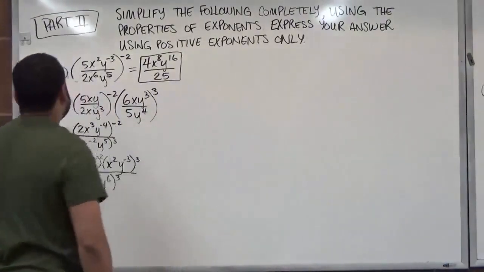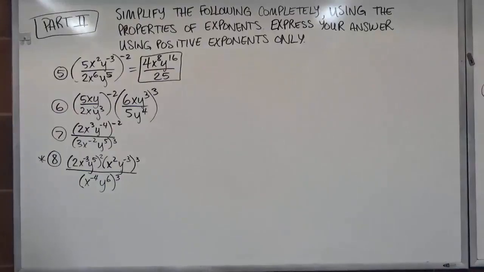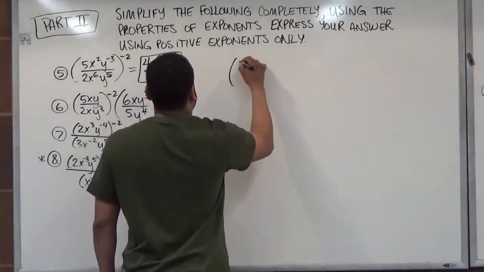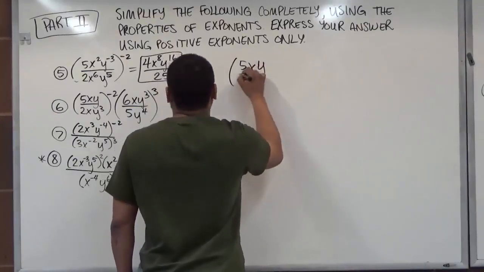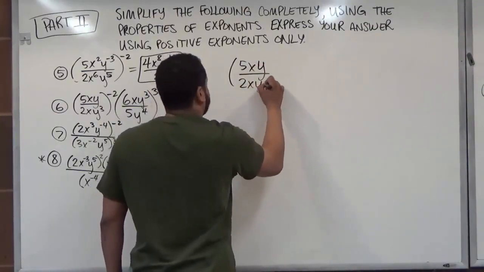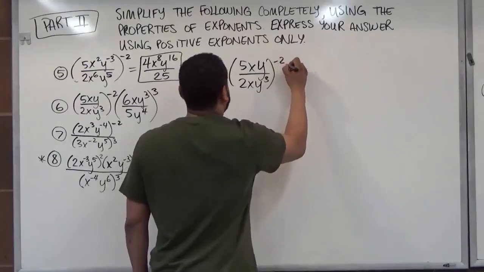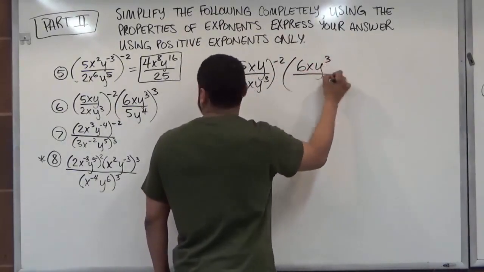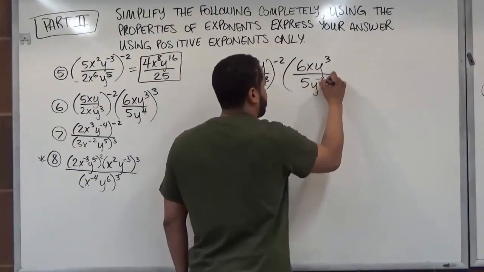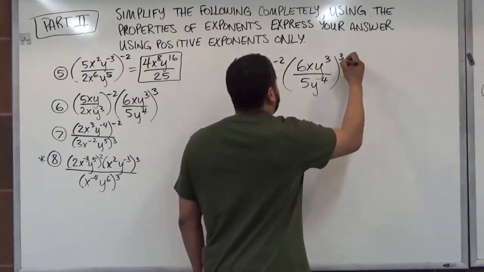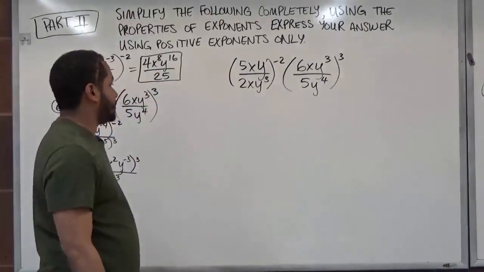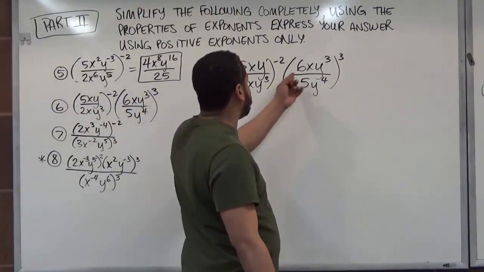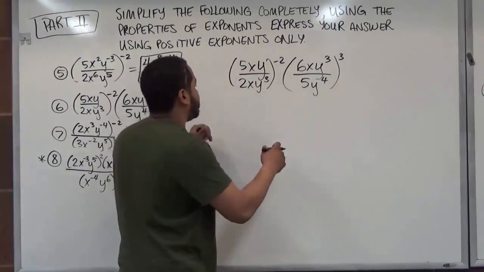All right, continuing on to the next problem, which is number 6, we're going to have 5xy's over 2xy cubes to the negative second power, multiplying against 6xy to the third over 5y to the fourth power, to the power of 3. Now here again, we're going to just use the rules that we used before, and in this case, we're dealing with the fractions first inside the parentheses because of the order of operations.